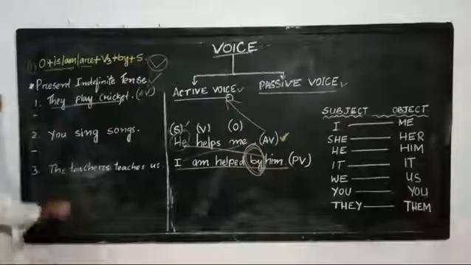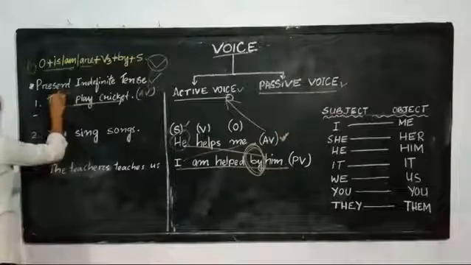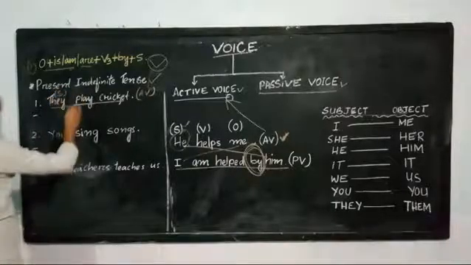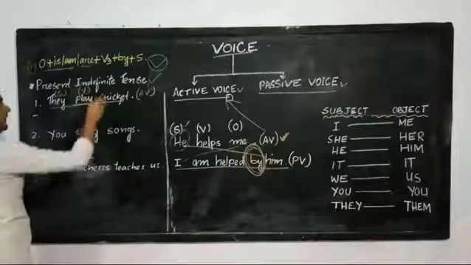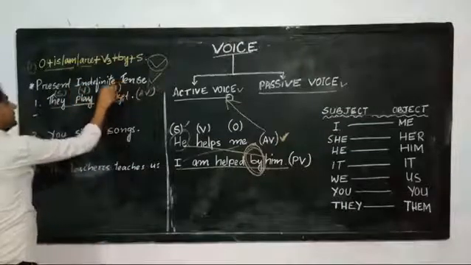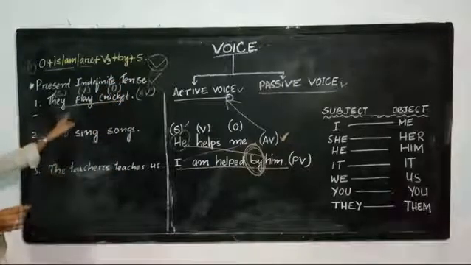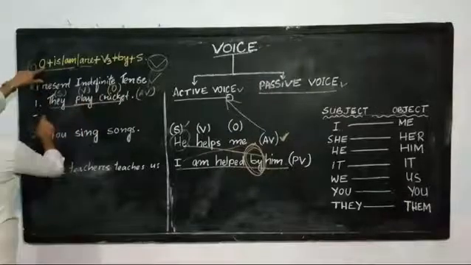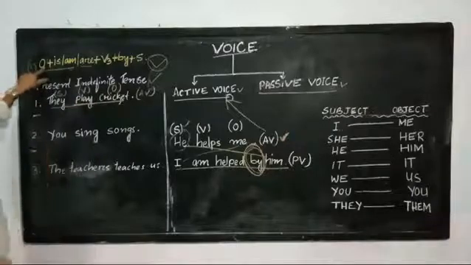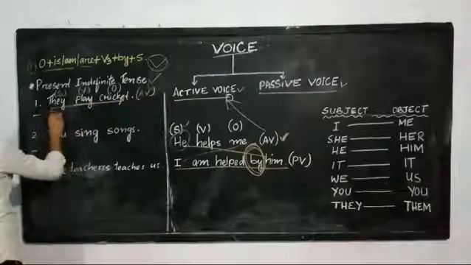So first we have to find which one is the subject. This is the subject here. Which is the verb? This is the verb here. Which is the object? This is the object here. Now, they play cricket. So what comes first here? The object will come first in the passive voice. What is the object? Cricket.